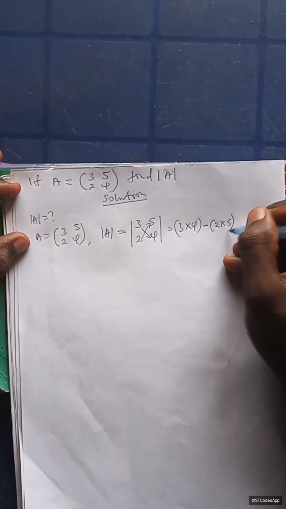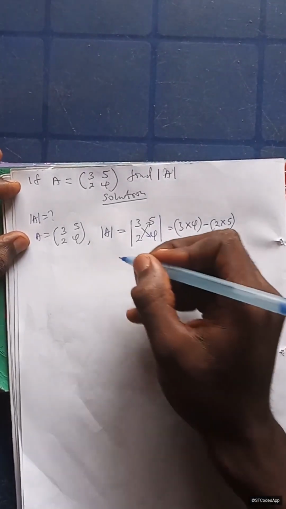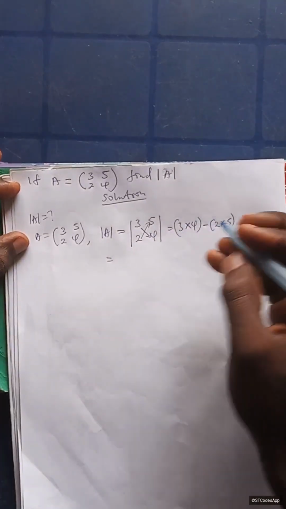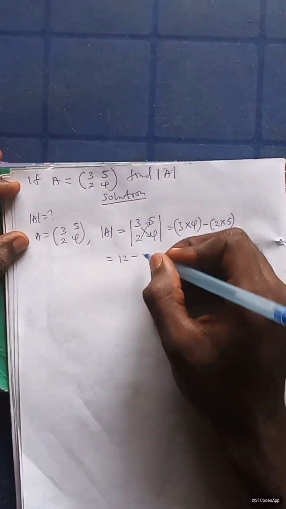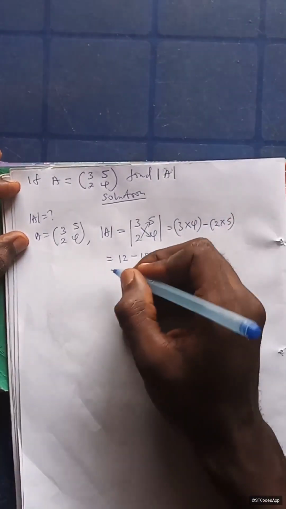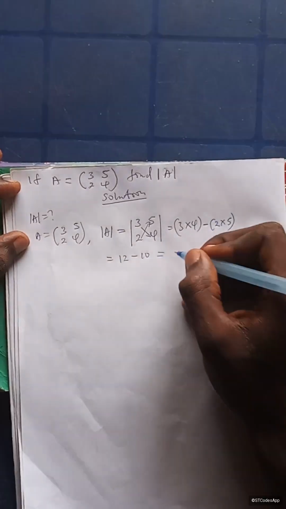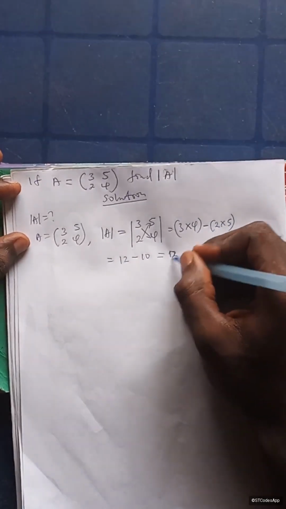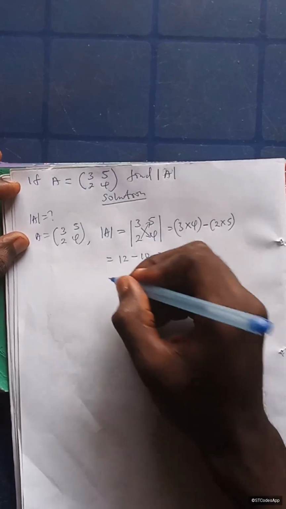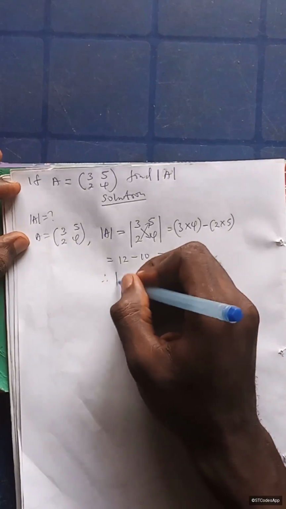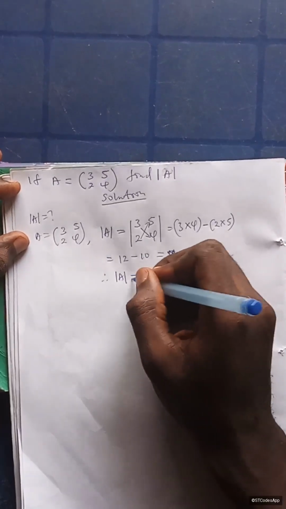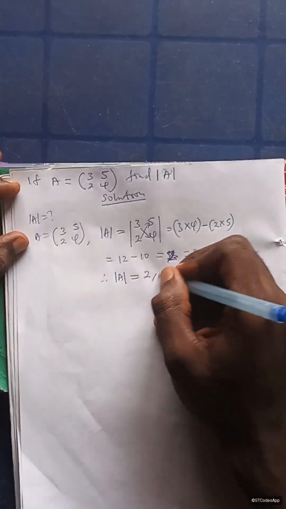So this now becomes equal to 3 times 4, which is 12, minus 2 times 5, which gives us 10. If you subtract 10 from 12, we have 2. So this will give us equals 2. Therefore, the determinant of the matrix A is equal to 2.